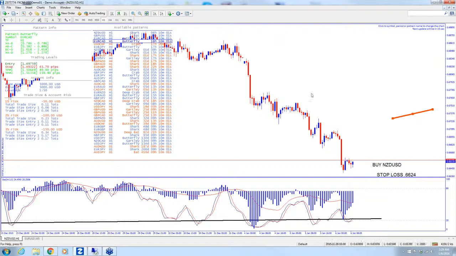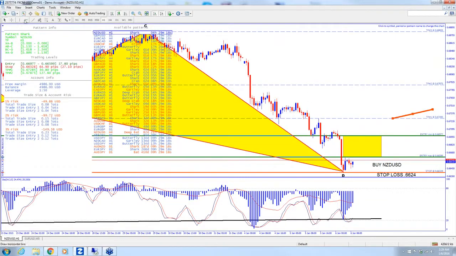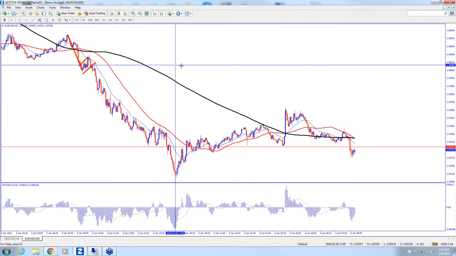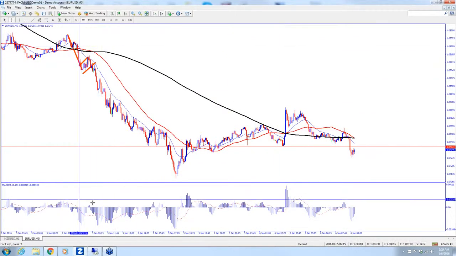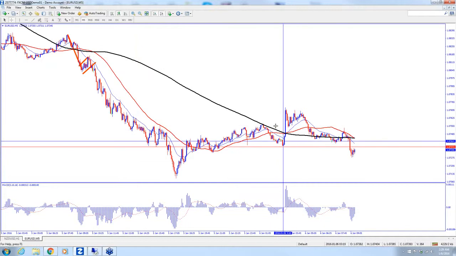All right, so we had looked at the NZD USD for a buy side. We'll see if this goes higher, who knows. So anyway, right now you have your MACD and your charts.